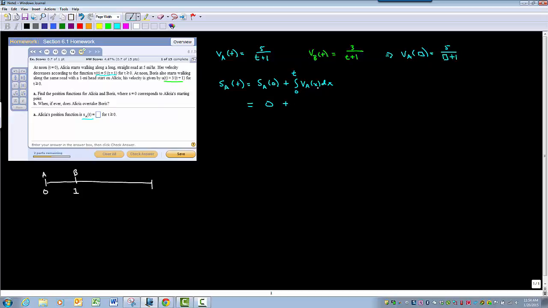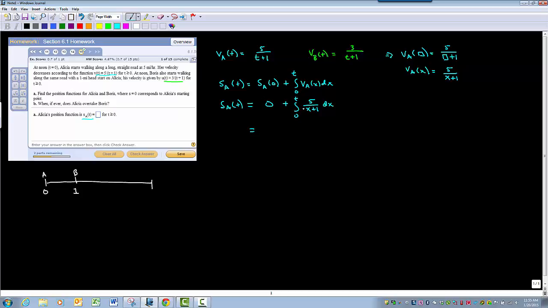So we're going to plug that in here. We're going to use x as our variable. That means VA of x is equal to 5 over x plus 1. So we want to integrate from 0 to t of 5 over x plus 1 dx. And of course that is her position function, her position as a function of time. So the 0, we don't have to write that anymore.